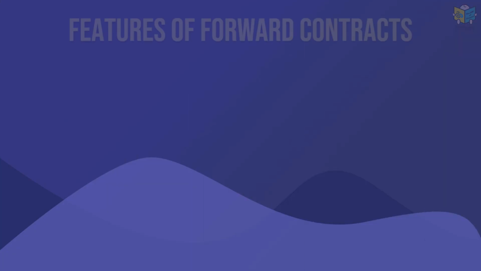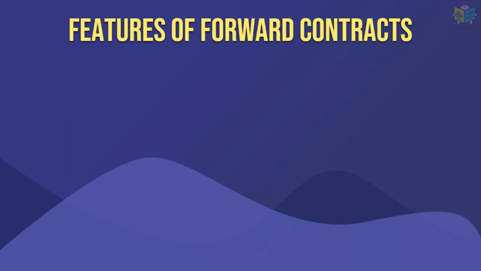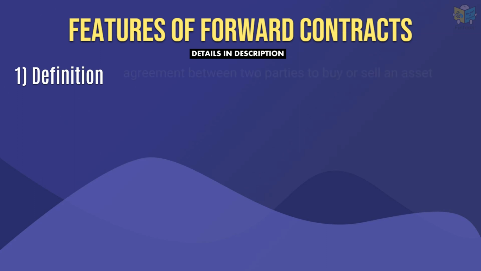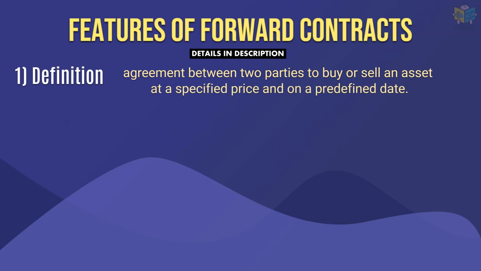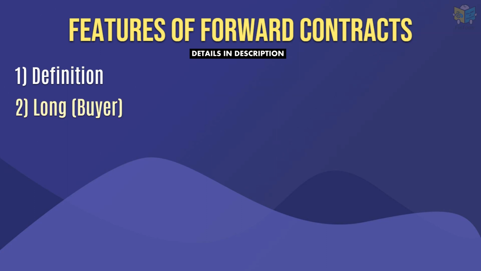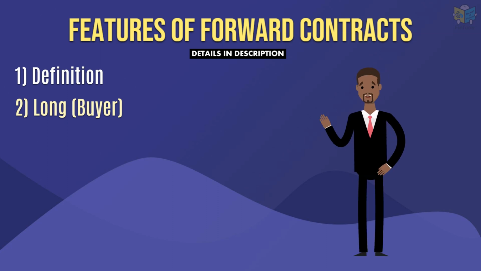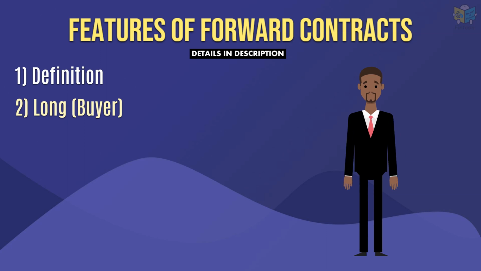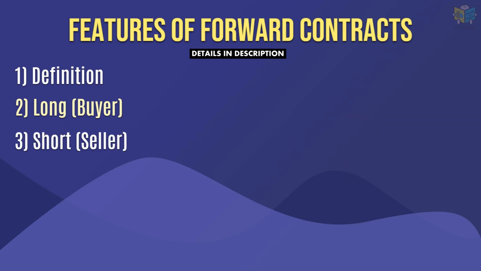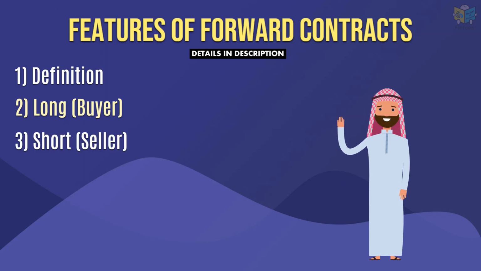Let us now understand the features of a forward contract. Forward contract is an agreement between two parties to buy or sell an asset at a specified price and on a predefined date. Long forward is the buyer of the underlying. In this case, it is the CEO. Short forward is the seller of the underlying, that is, the jet fuel dealer.